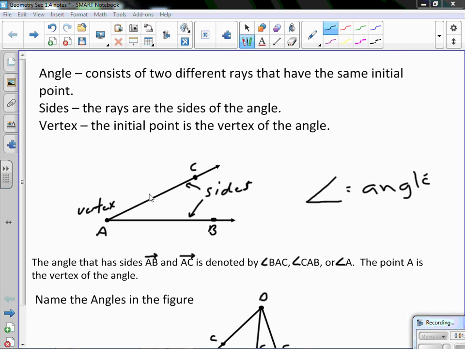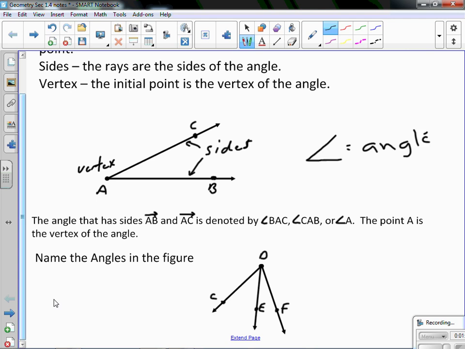So this angle here with ray AC and ray AB as the sides could be named three different ways. We could name it as angle CAB, angle BAC, or we could name it with just one letter using the vertex of A and call that angle A. One thing we have to make sure of when we name an angle is that the vertex is always the middle letter if we're doing three letters. Like we see here, the order doesn't matter as long as A is in the middle, which tells us that that is the vertex of the angle.